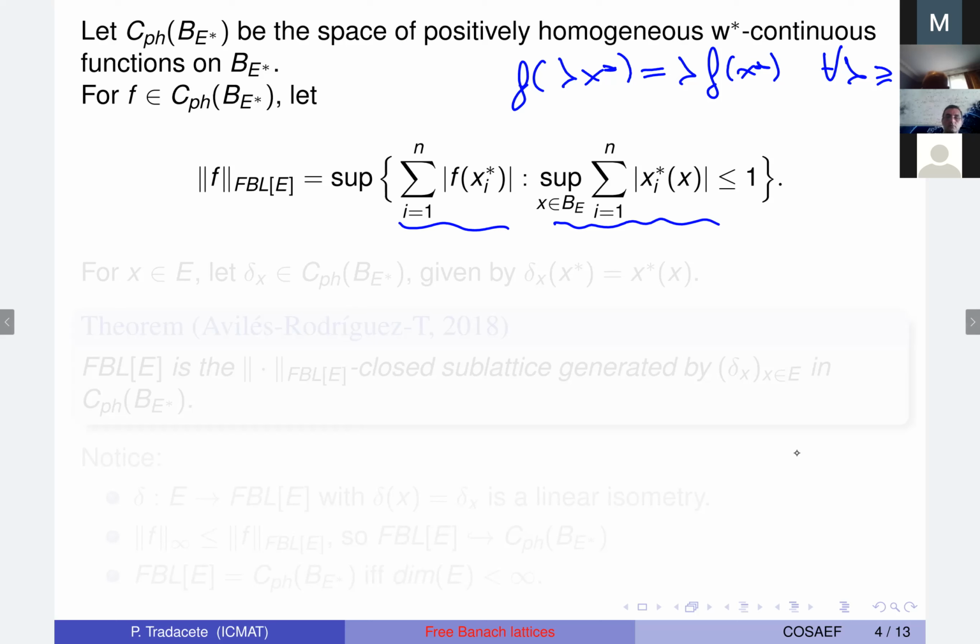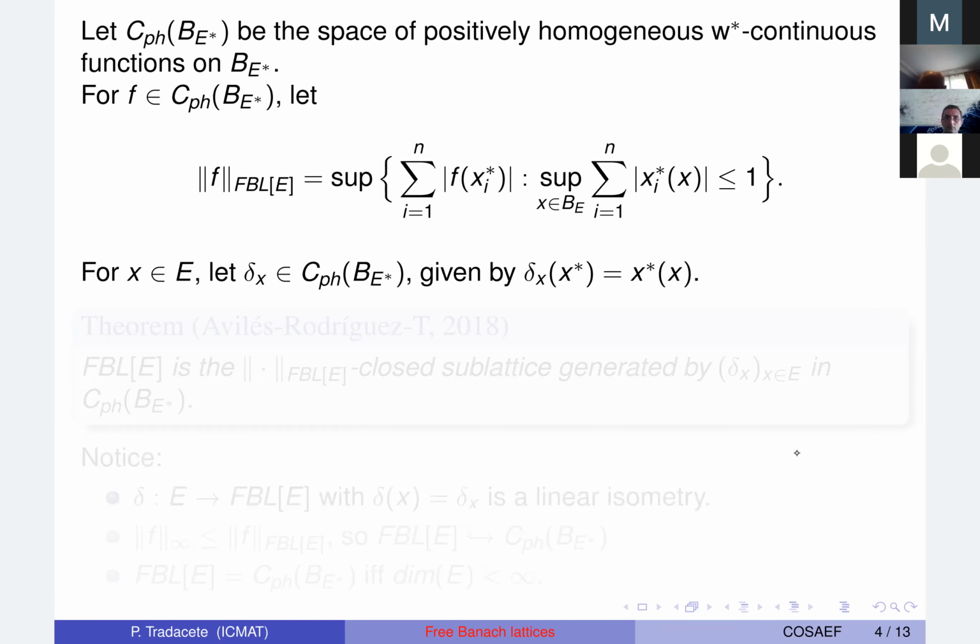So maybe let's forget for a while about where this norm is coming from. Let us look first at a particular case of functions one can consider, the linear functions, right? So if I start with a vector x in my original Banach space E, then of course I can look at the evaluation function delta of x, which is of course a weak star continuous function on E star, particularly weak star continuous on the unit ball, and it's linear, right? So in particular it is positively homogeneous, so this delta x belongs to this space.